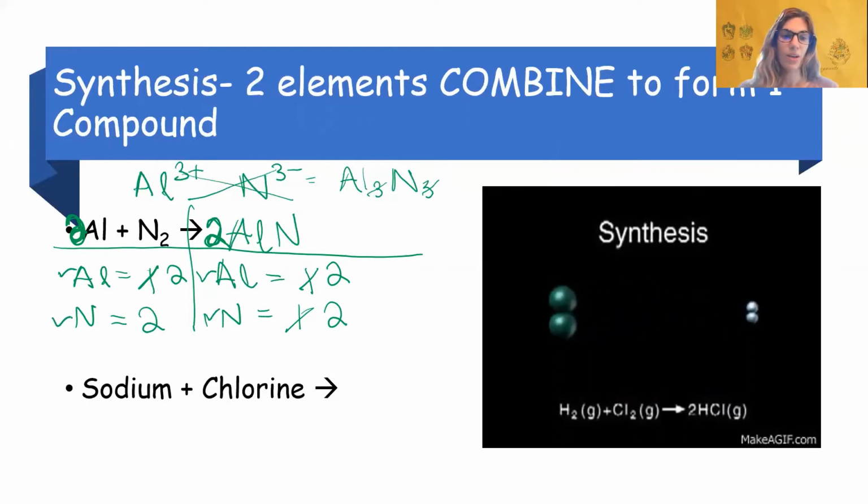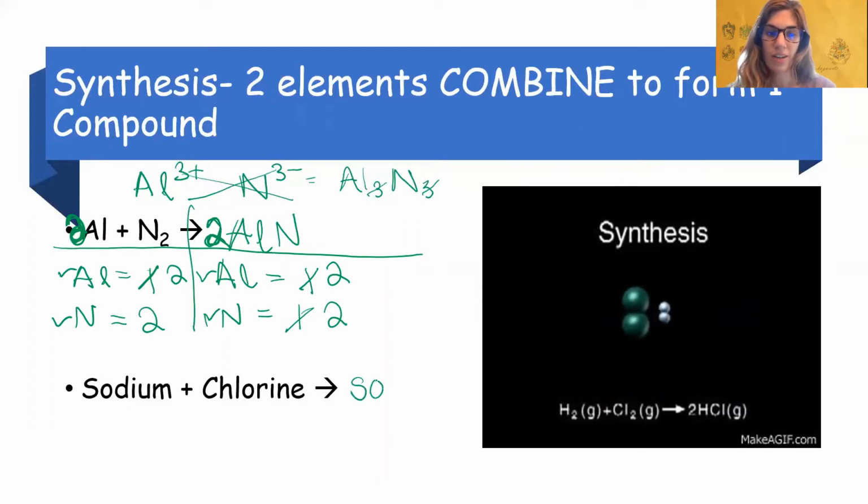Another way that we can do synthesis reactions is by actually writing it out. If I have sodium and chlorine, when I combine them to form a compound, it's going to form sodium chloride. So I can write that out. After I've written it out, then I can go back in and replace it with formulas.